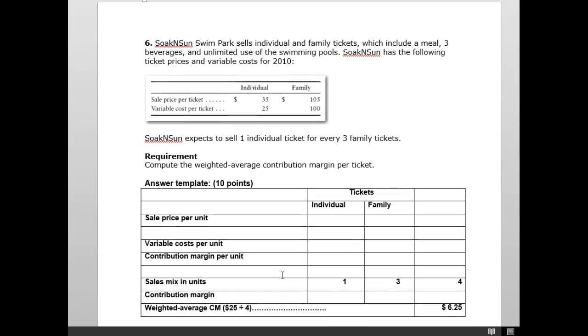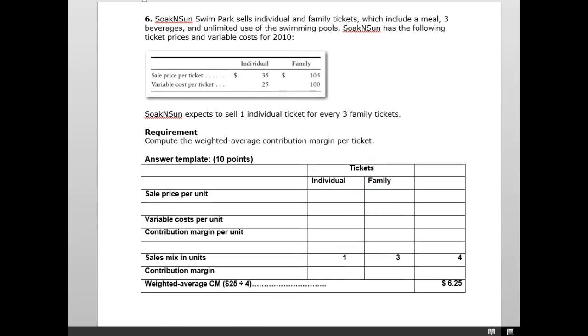This one is looking at weighted average CM. And that's really important because when you get kind of an off-balance mix and you're trying to find your break-evens and your contribution margin, sometimes you need to be able to calculate and use a good ratio. So what you'll end up doing is, we've got the numbers, 35 for an individual, and they're saying they're going to sell 1 individual for every 3. So they've got the mix down here. It's 1 and 3, and that gives us 4 parts.